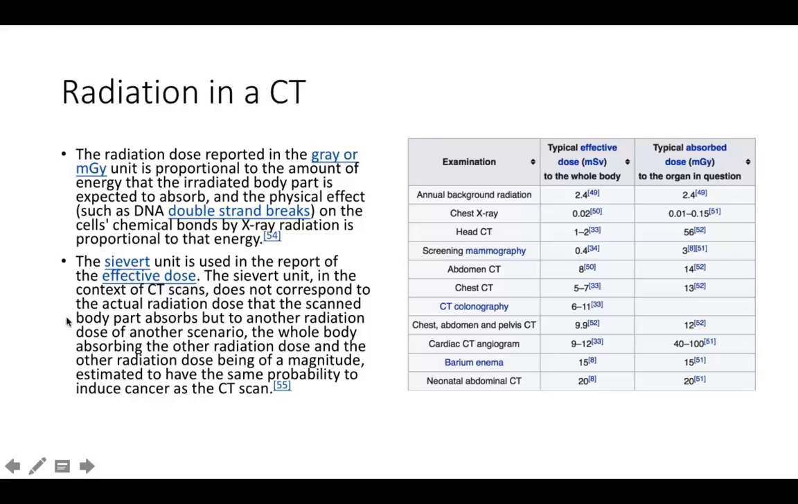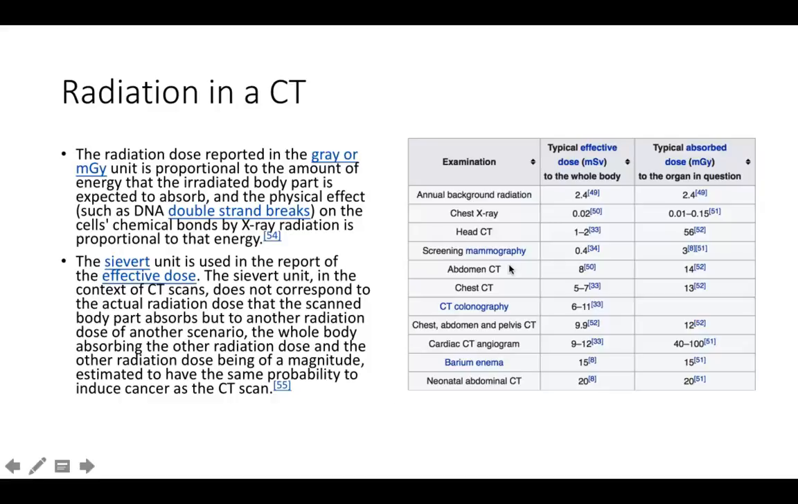So basically, in a year, you're exposed to background radiation on the Earth. And typically, in millisieverts, your whole body receives 2.4 millisieverts per year. So to give an idea of how much radiation dose is absorbed by the body compared to background, the effective dose is reported in sieverts. So for example, if you have a chest x-ray, that's 0.02 millisieverts compared to 2.4 in a typical effective dose of background radiation. So as you can see, it's a small percentage.